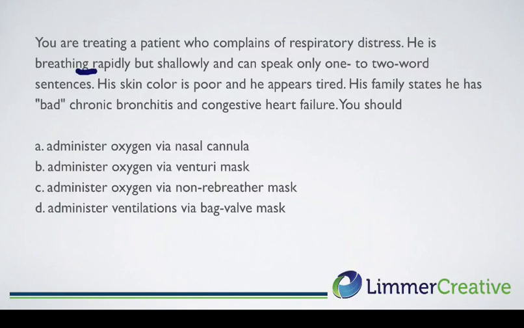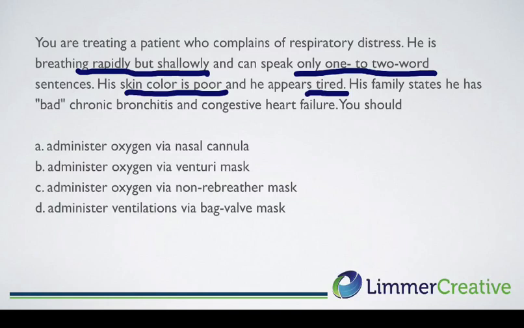He is breathing rapidly but shallowly, and he can speak only 1 to 2 word sentences. His skin color is poor, and he appears tired. Now, many questions aren't going to give you all those clues, but I want you to take a moment and picture that patient. Right? This patient is sick. This patient, if he's not in respiratory failure this second, he will be the next second. He's that bad. All right? And this question paints a picture of that very, very well. Rapid, shallow breathing, 1 to 2 word sentences, poor skin color, and tired.